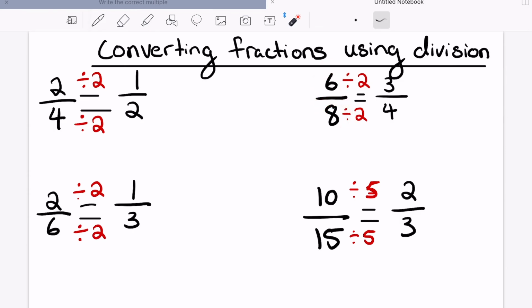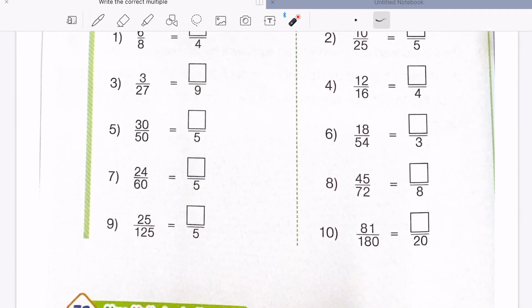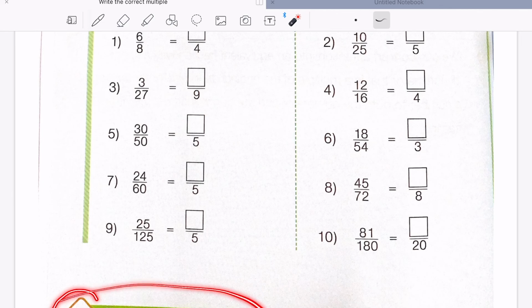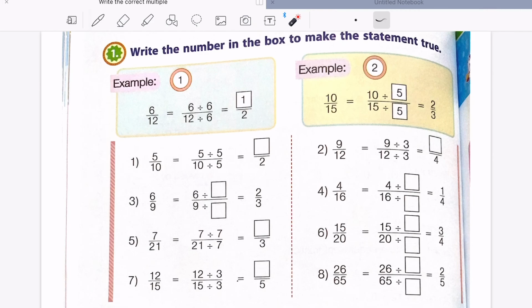So let's turn our books to the next page, to page 72 for practice. Page 72. Let's try to do some together, and some I will let you do yourself.